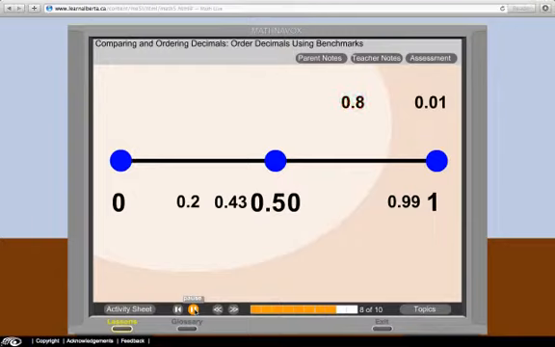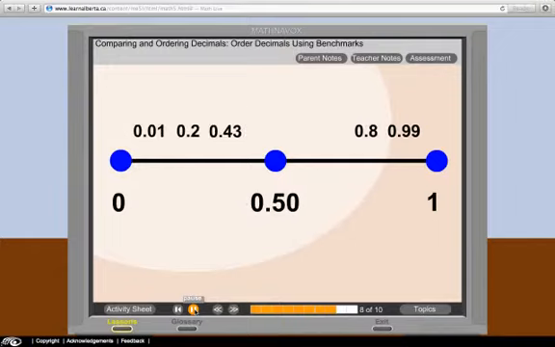0.8 is more than 0.5 and less than 1. It is closer to 0.99 than it is to 0.5, so we can put it toward that end of the number line. And finally, we are left with 0.01, which is a very small number. It is close to 0, so that is where we can put it on the number line. We have now put these numbers in order from least to greatest by using a number line with benchmarks.